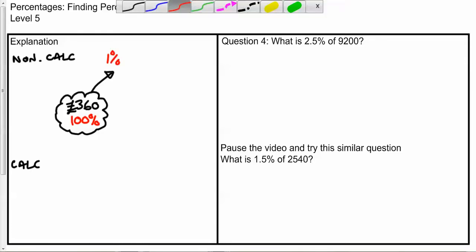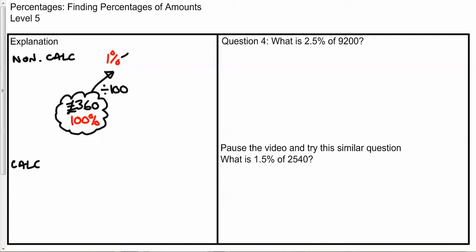Now to do that, we've got 100% here, we want to split it into 1%. That's 100 times smaller, so we need to divide this by 100. And that's always how you would find 1% of a number, is divide it by 100. If we do that for our 360, the decimal place will end up between a 3 and a 6, because the numbers will move twice to make the number 100 times smaller. So we end up with £3.60.